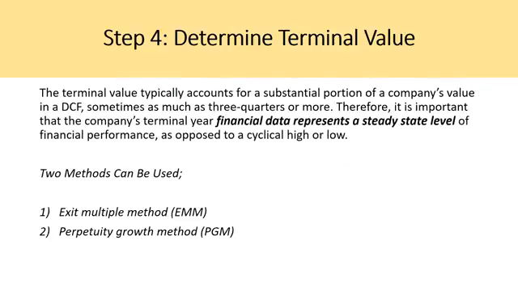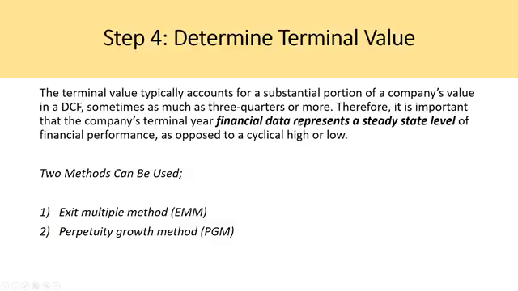The terminal value typically accounts for a substantial portion of the company's value in a DCF, sometimes as much as 3/4 or more. The aim is to have it 2/3, but 3/4 is fair. Therefore, it is important that the company's terminal year financial data represents a steady state level of financial performance as opposed to a cyclical high or low. And we already talked about this when we were making the assumptions regarding the projection period, because at the end of the day, whether we're going to be using the two methods, the exit multiple method or the perpetuity growth method, also known as the Gordon growth method, if we use either of these two methods, the final year data needs to represent the steady state of the business, because that will influence the overall terminal value calculation, which makes up at least 3/4 of the projected value.